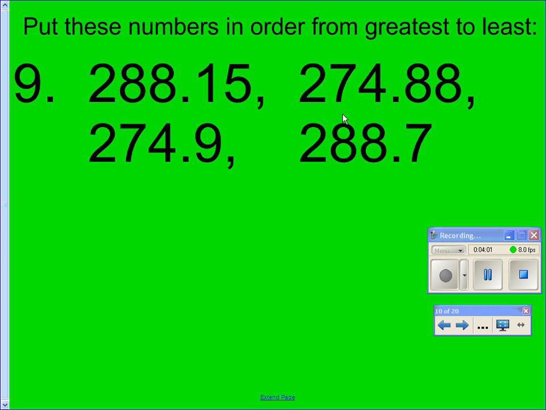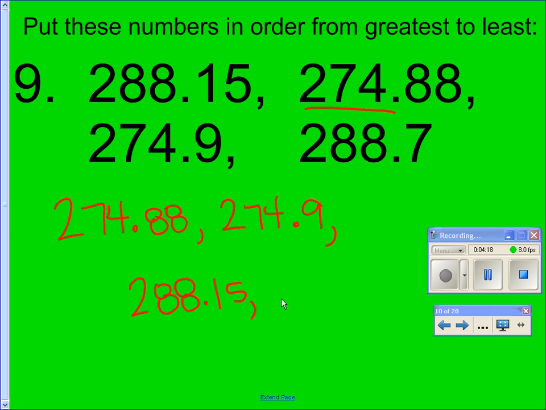Okay, so we have 274 and 88 hundredths is first, then 274 and 9/10, then 288 and 15 hundredths, and last but not least is 288 and 7/10. Okay, that is the end of our compare and order notes.